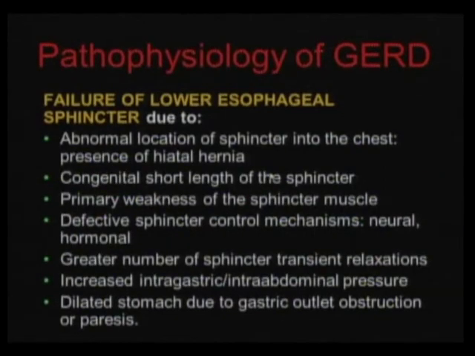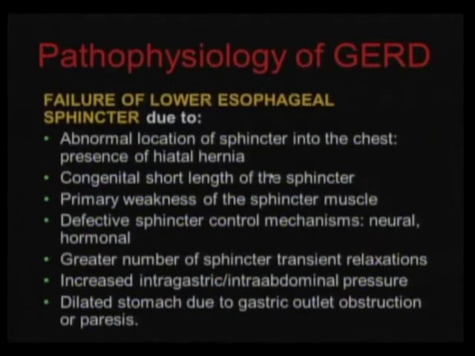Okay? So, what is the reason that there is a failure of the lower esophageal sphincter? Well, one of them could be the abnormal location of the sphincter into the chest. For example, when the patient has a hiatal hernia. As you know, hiatal hernia could be the cause, but could also be the consequence of the gastroesophageal reflux. If this is the cause of the gastroesophageal reflux, the abnormal location of the sphincter works under negative pressure within the chest. And this is one of the reasons of the incompetence of the sphincter.